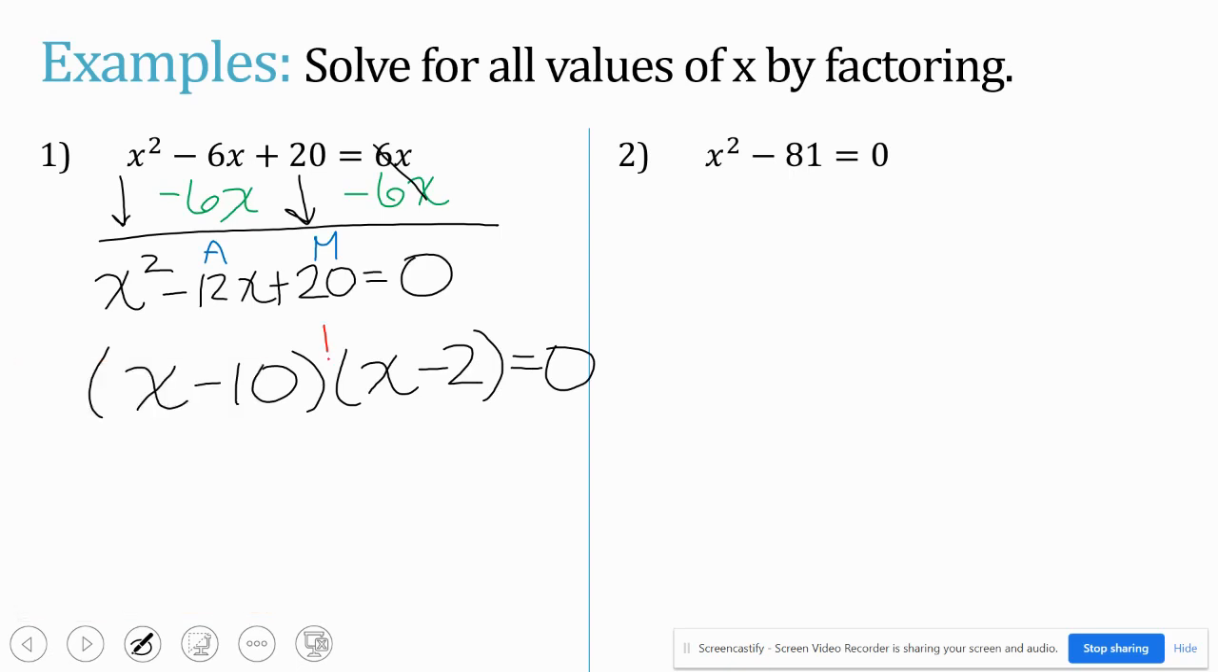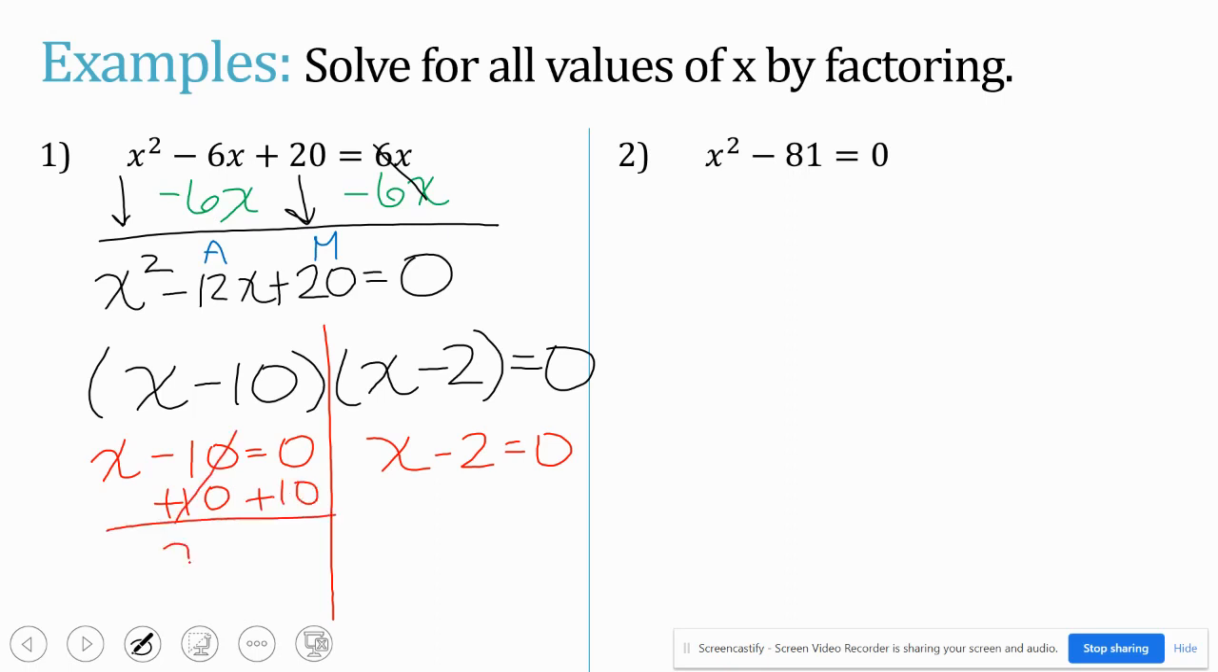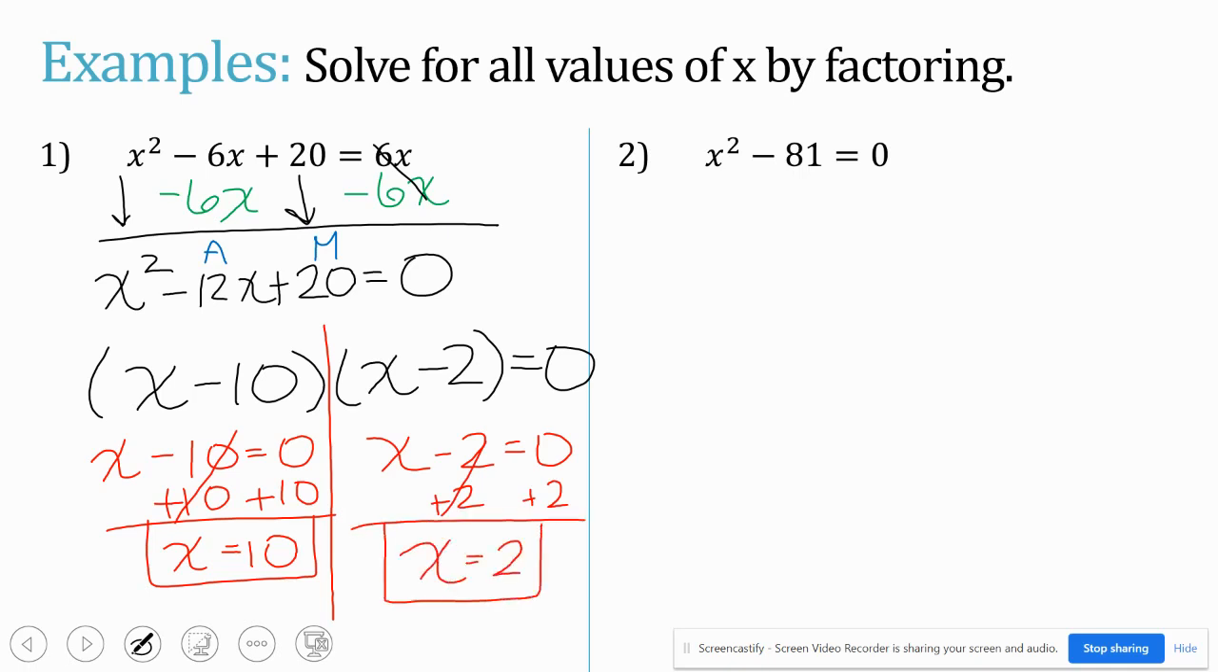And then from there, we're going to draw our line straight down, and we're going to set both of these equal to 0. From there, we solve using inverse operations. So this is negative in this example, so we're going to add 10 to both sides. That cancels, so we get x equals 10. And here we're going to add 2 to both sides. So we get x equals 2. So those are our roots, solutions, zeros, whatever you want to call them. Whenever we graph this, those would be our x-intercepts.